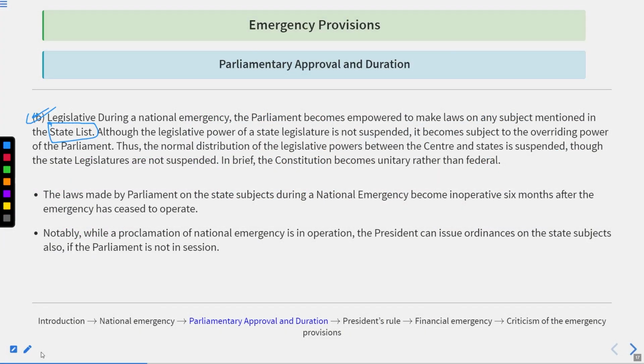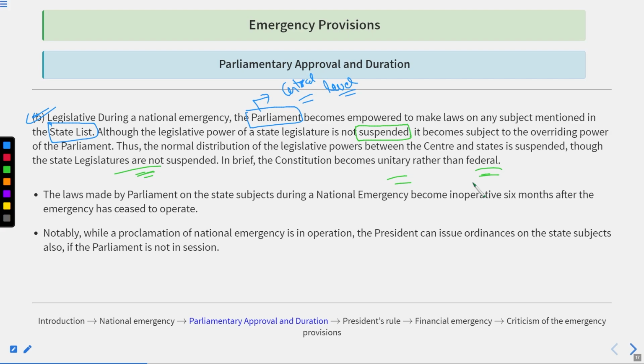But when there is an emergency situation, the parliament, which is at the central level, becomes empowered to make laws on any subject mentioned in the state list. Although the legislative power of the state legislature is not suspended, it becomes subject to the overriding power of the parliament. Thus, the normal distribution of legislative powers between the center and the state is suspended, though the state legislatures are not suspended. In brief, the constitution becomes unitary rather than federal.